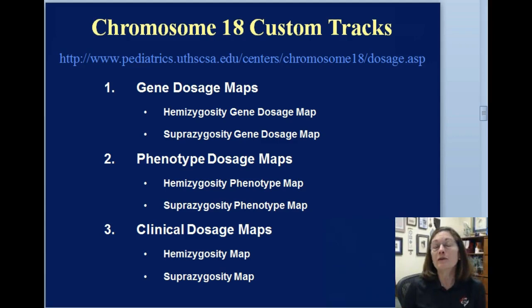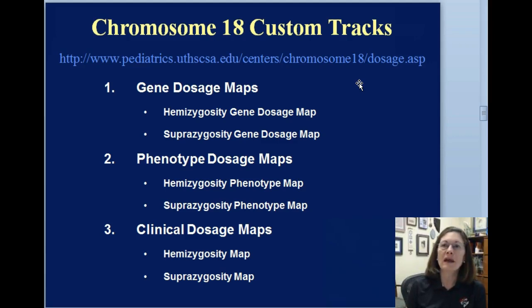So that's how you use the genome browser in general and how you navigate through it. You can zoom in and zoom out. You'll see the buttons there. And to use our gene dosage maps, they are custom tracks on the genome browser. If you go to our website, shown right here, you will see the instructions for how to use our gene dosage maps, and how we determine the classifications for the genes and the regions.